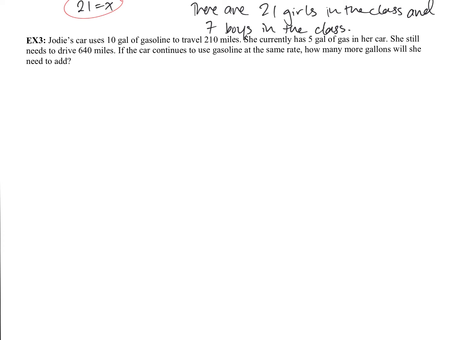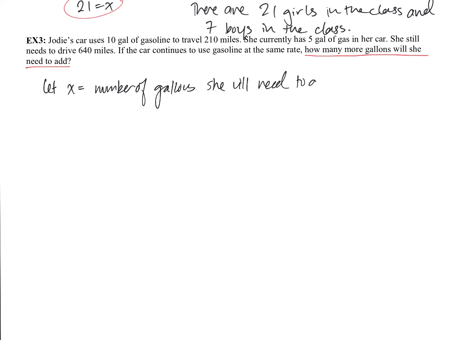So we're not given a formula, and we're not given a variable, which means we need to decide and create our own. And remember, the variable pretty much always comes from the question. Once again, the variable basically always comes from the question. And what is the question? It's how many more gallons will she need to add, and that is our variable. So let's just be generic. Let x equal number of gallons she will need to add to her tank.